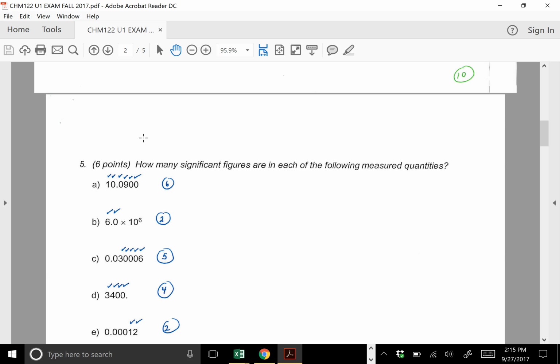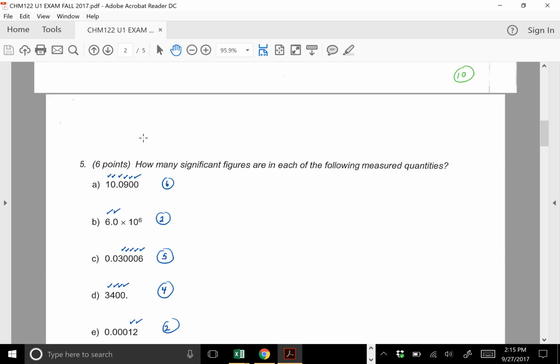The next section was about the metric system. For A, what does the prefix centi mean? I was after 1/100th of the base unit. You could have put 1 over 100 or 0.01, same thing. Centi.